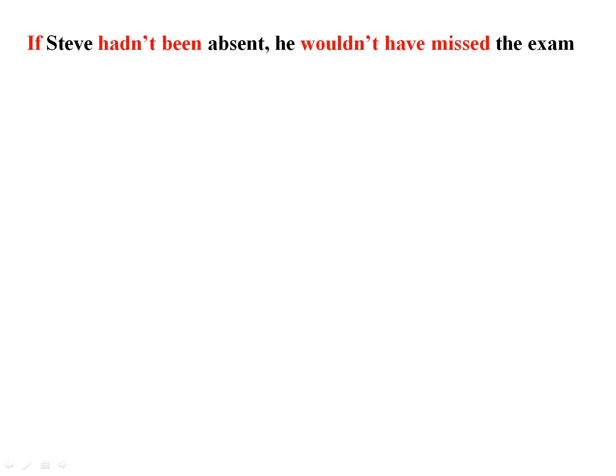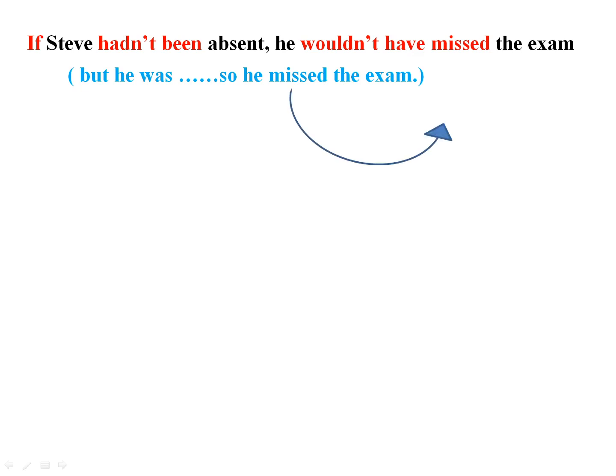Next example. We stay with this example. If Steve hadn't been absent, he wouldn't have missed the exam. But what's the reality? What's the real situation? The real situation is that he was absent and he missed the exam. Okay? So he missed the exam. That's the reality in the past.